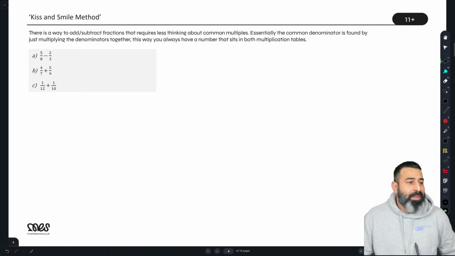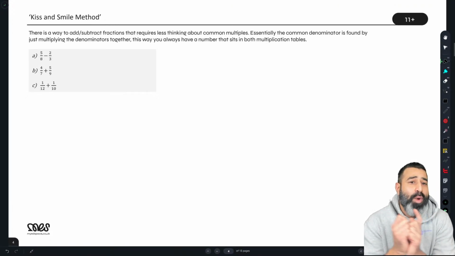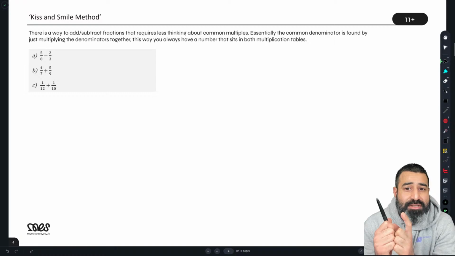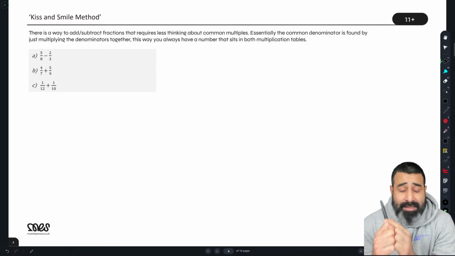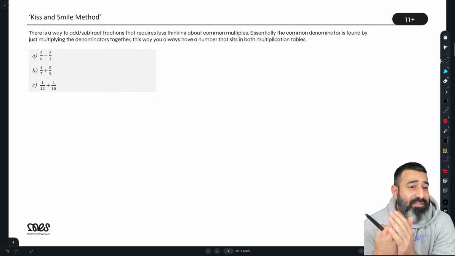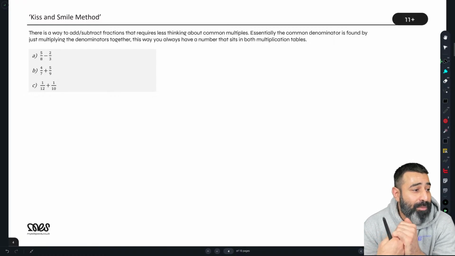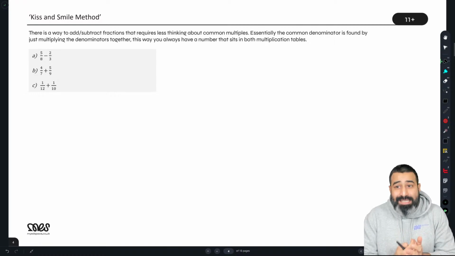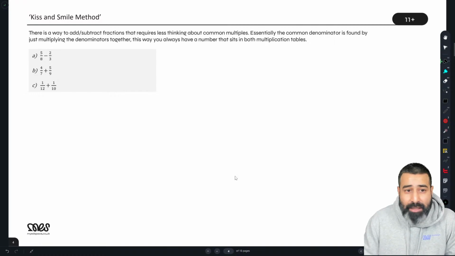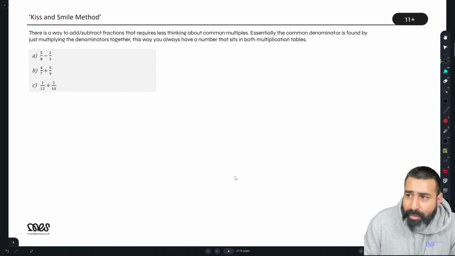Fantastic. Okay, now, there is a way to add or subtract fractions that requires less thinking about common multiples, okay? Essentially, the common denominator can be found just by multiplying the denominators together. This way, you always have a number that sits in both the multiplication tables. So let's have a look at this kiss and smile method.